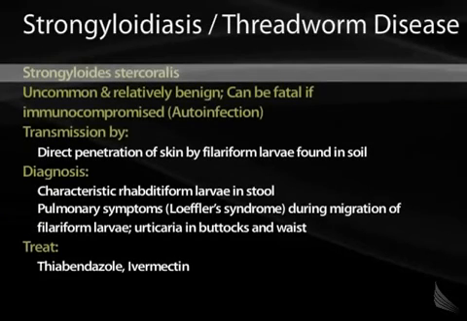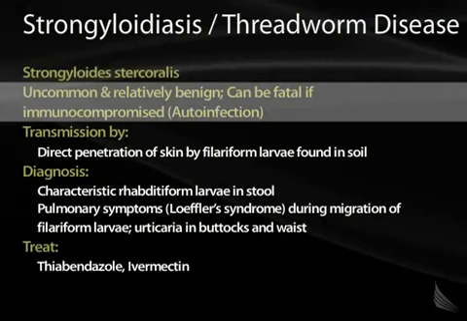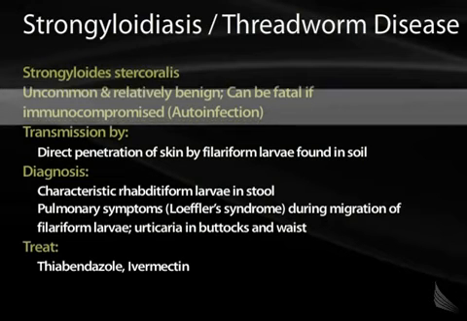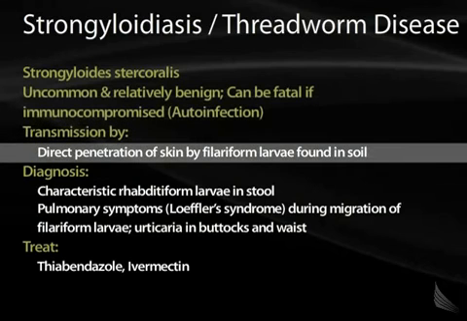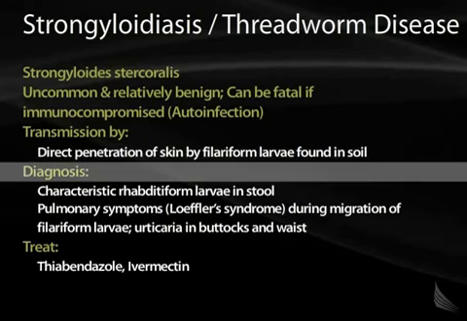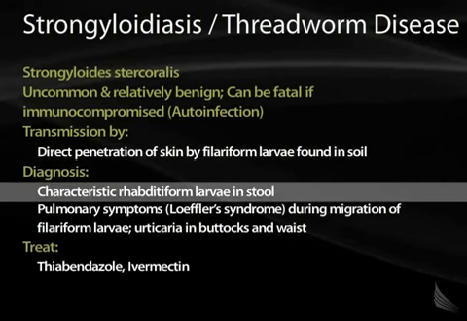Threadworm disease is caused by Strongyloides stercoralis. It's uncommon and relatively benign, but it can be fatal if you're immunocompromised, where you get autoinfection. Again, this is transmitted by direct penetration of the skin by the filariform larvae found in the soil. So for Strongyloides and Ancylostoma and Necator, they all penetrate our skin, and we don't eat their worms. We don't eat their eggs.